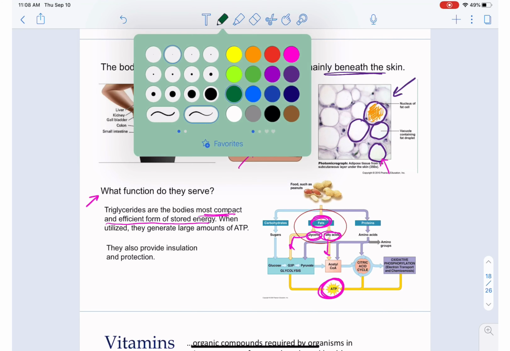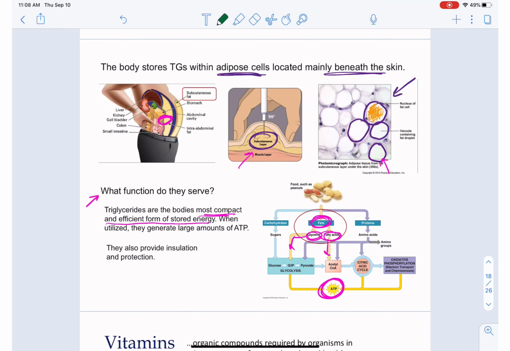But also, the fact that we store these triglycerides in the subcutaneous layer, why do we do that? Well, that's providing a layer of insulation, a layer of thermal insulation, and also physical protection as well.